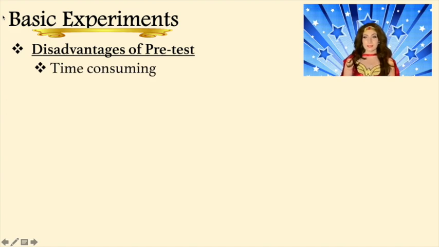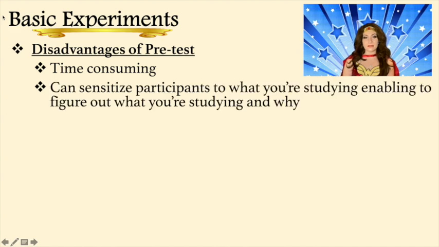First of all, conducting a pretest is time-consuming. Conducting any experiment is time-consuming, so adding an additional observation in there just increases the amount of time you would have to spend. It can also sensitize your participants to what you're studying, thus enabling them to figure out what you're studying and why, and this could then further lead to reactivity. We remember from our previous lectures that reactivity refers to participants behaving in a certain way when they know they're being watched or measured, which is unnatural from the way that they would naturally behave.